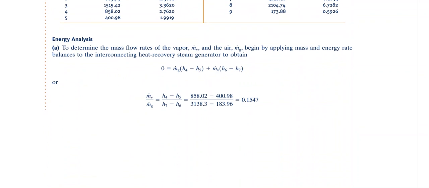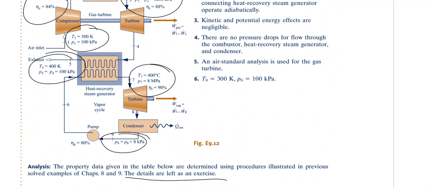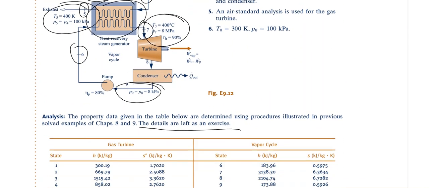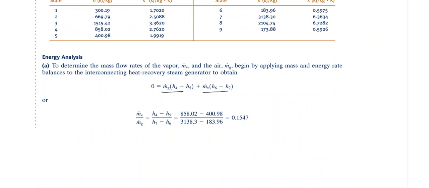Now, to determine the mass flow rate of the vapor and air, begin by applying the mass and energy balance of the HRB. So that would be mg (H4 minus H5) equals mv (H6 minus H7). That is the mass and energy balance of the HRB. Now, if you go further, you will find the ratio of mv by mg, and that is 0.1547. Because there is nothing given about the mass of the vapor and mass of the gas, these two are unknown. If we have two unknowns in one equation, we cannot solve the equation.